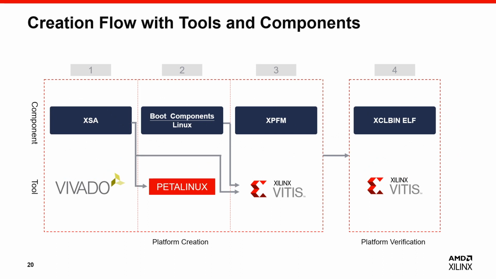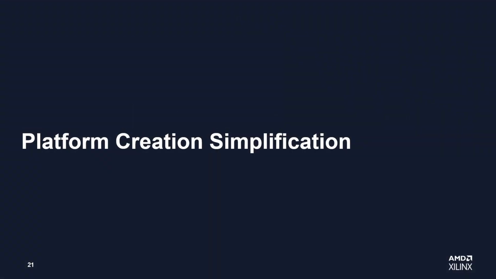Combined with the tools and components, the creation flow is like this. First, utilize the Vivado to do the hardware design and export the XSA file. Second, use PetaLinux tool to configure and build the software components. Third, generate the Vitis platform XPFM file with Vitis. Last, validate the platform with Vitis. We know the platform creation flow. Let's dive into platform creation simplification.